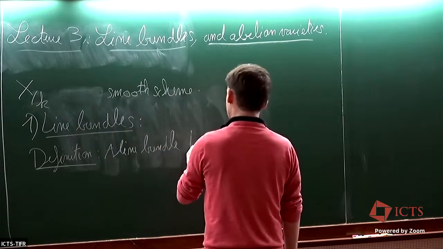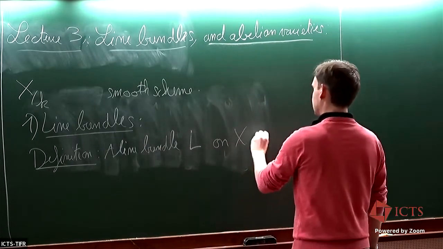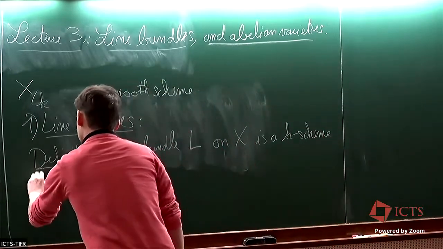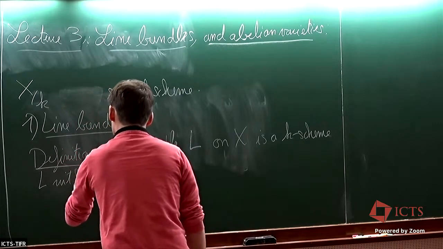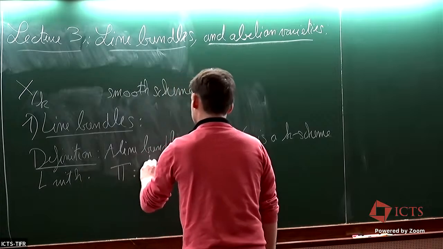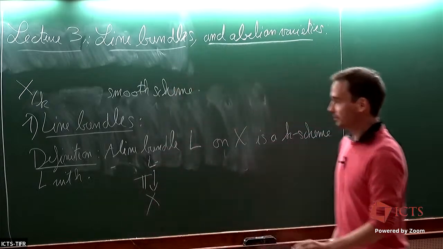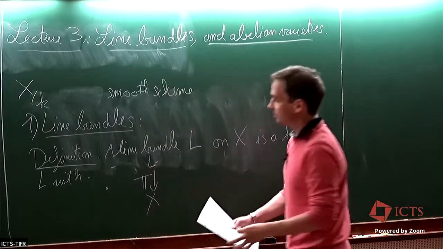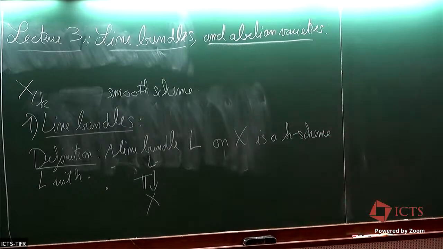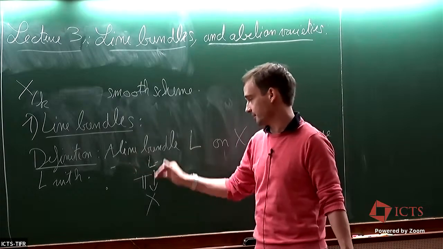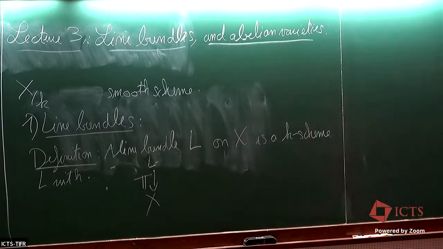a line bundle L on X is another scheme L with a projection from L to X. Often we write it like this. Okay, first thing. And then we want to say that the fibers are all lines, so K-lines, right? That's why you could call a line bundle a special type of fiber bundle, but with lines as fibers. And we want to say that the fibers are not too weird when I locally change.